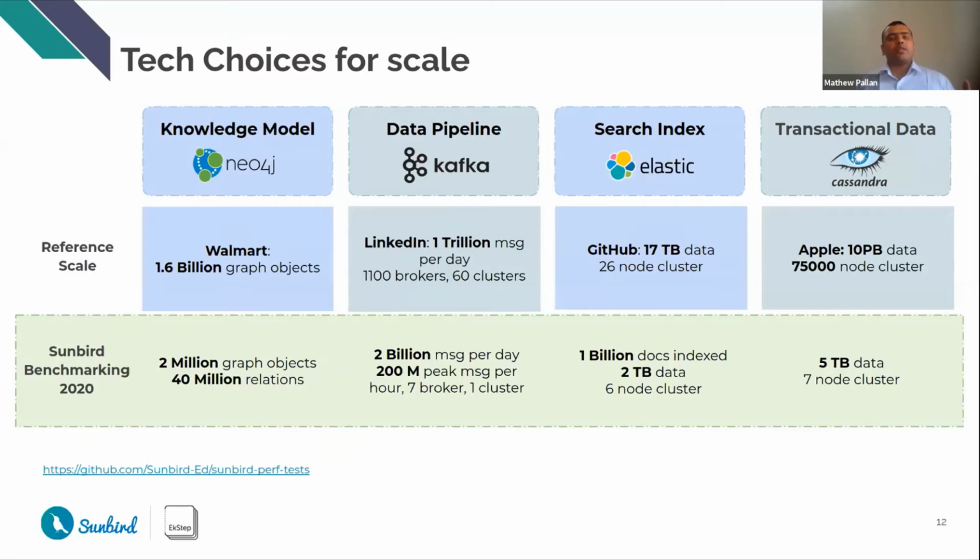Likewise, Kafka, which originated at LinkedIn, is used at LinkedIn to trigger data pipelines which process up to 1 trillion messages a day. And likewise, Elasticsearch powers the GitHub search, and it has about 17 terabytes of data, which it is able to process easily. And for the transactional data, we've chosen Cassandra, which is a near linearly scalable NoSQL database, and the largest installation of Cassandra has about 75,000 nodes and a huge volume of data.